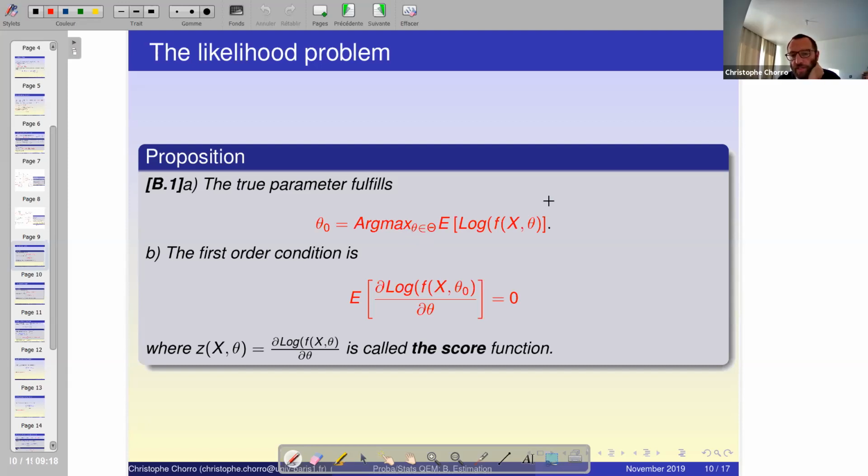Just a remark: we are going to write things in the continuous case, but keep in mind that I have two possible situations. The one where I have a family of density functions, theta belonging to capital Theta, and in the discrete case, where instead of density functions I have probability mass functions.